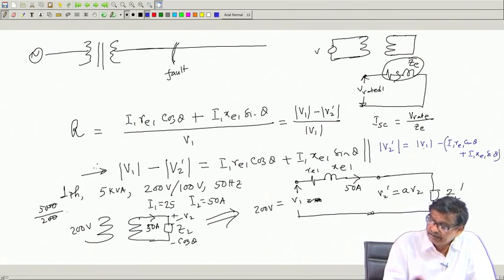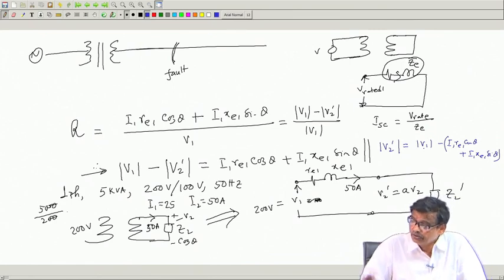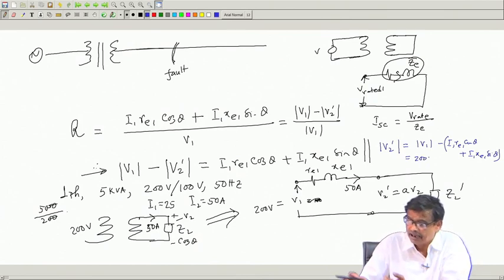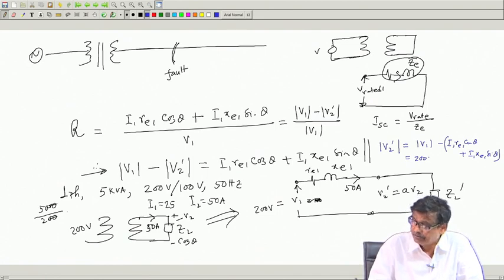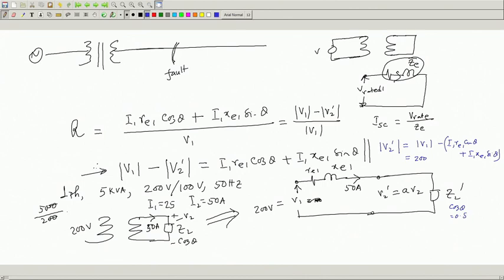Bring it to this side, you will get V 2 dashed. So, you will put all the values, that is V 1 is 200 volt, I 1 is 25 ampere, cos theta if it is known, say 0.8. I will put that and I will be able to calculate by what amount this difference is. Maybe it will come out to be 5 volt.